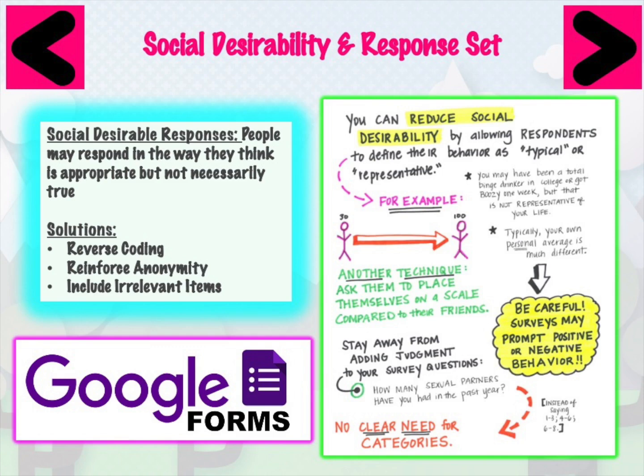So there are some solutions to dealing with socially desirable answers and response sets, the first of which is called reverse coding. Reverse coding is a way to alter the wording on your items so that on some of those items an attitude is reflected by agreeing, and on other items that same attitude is reflected by disagreeing.